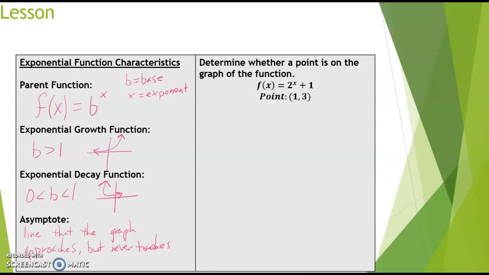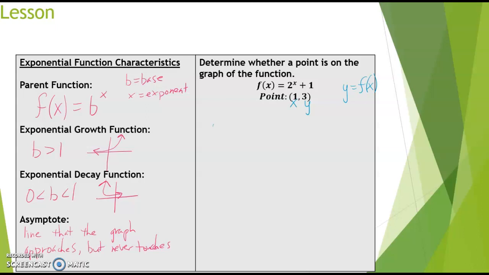So remember with our point that our first value is x, second value is y. Okay, y is also f of x, so you'll see f of x a lot. Remember that's really just a fancy way of saying y. So that means I'm going to plug in our point into our function right here and see if we get the same number on both sides of our equal sign. If we do, then it means that that point is on the graph of our function here.